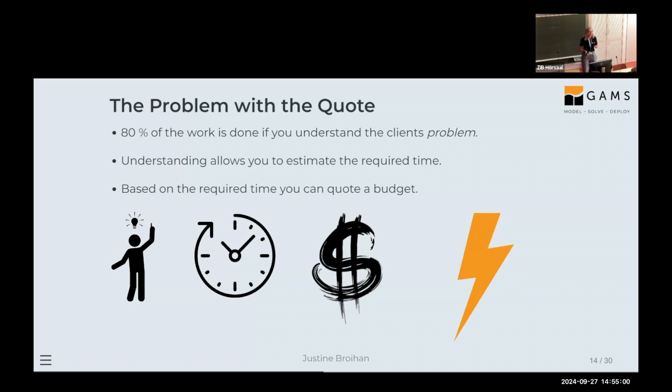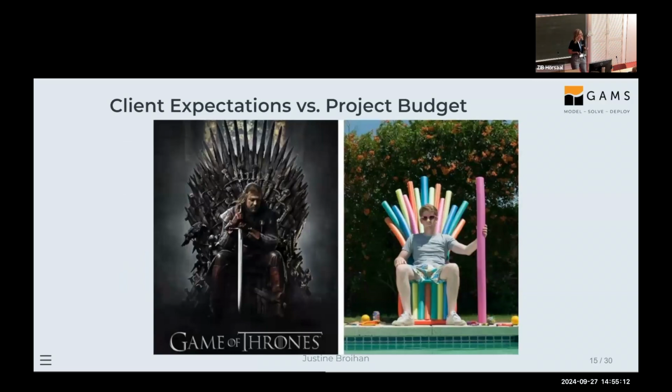So you basically have to compromise on problem understanding to actually get the deal on board. And then it's just about keeping your fingers crossed that you did a good estimate and you're not ending up with the client expecting something like Game of Thrones, so a super shiny, super cool application, but the project you quoted is only something like the game of pool noodles.